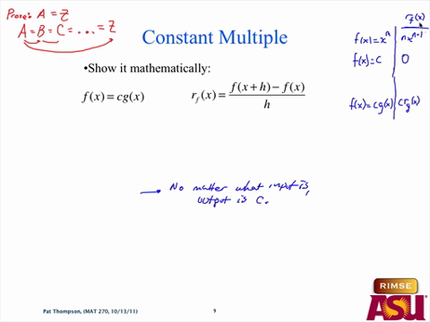If f of x is c times g of x, then what's f of x plus h? Josh? Just this part, just f of x plus h. If f of x is c times g of x, then f of x plus h is c times g of x plus h. And what's f of x? Go, you do it. See if you can do it.